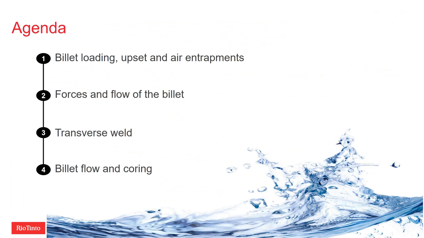So basically for the next 45 minutes or so, we are going to go through quite a few things, but first of all, the fundamental as well as the practical aspects of metal flow, starting with the loading of the billet, the upset, the air entrapment issues that can be encountered by extruders. We'll look at the forces that are applied in the press. And then we'll look more specifically at some very specific aspects of the extrusion, which are the transverse weld as well as the coring.